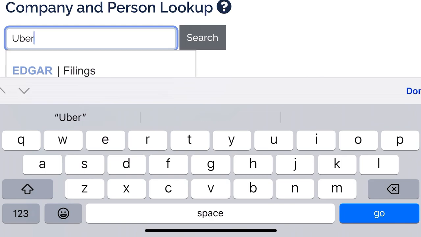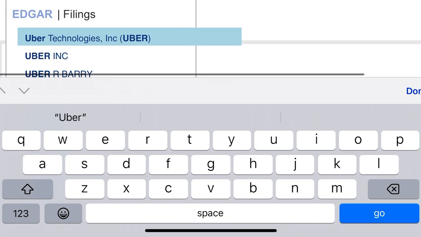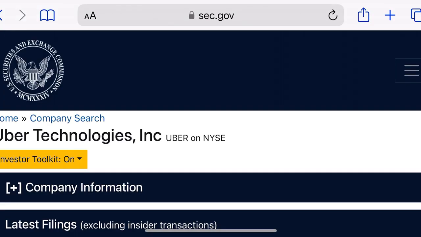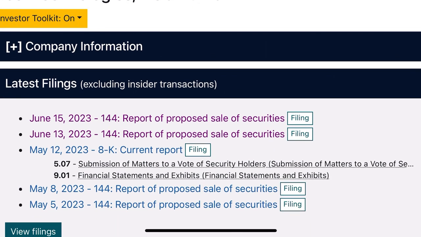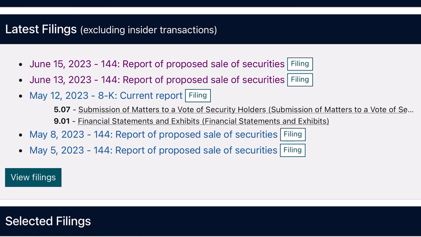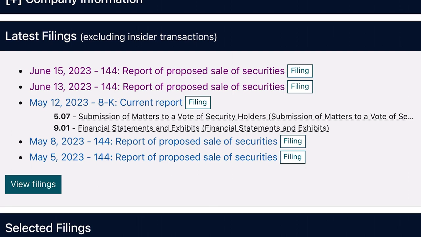We're going to type in Uber, and it's going to bring us anything along the lines, obviously, of how search engines work. So we click that, and we're going to find it. It's on the New York Stock Exchange, and this investor toolkit is automatically on. As you can see, I've clicked through some of their stuff today. The reason I clicked on these is these were some 144 reports on proposed sale of securities. Both of those ones I looked at, which were in the last couple of weeks, are from their chief legal counsel and VP of that sort of stuff.